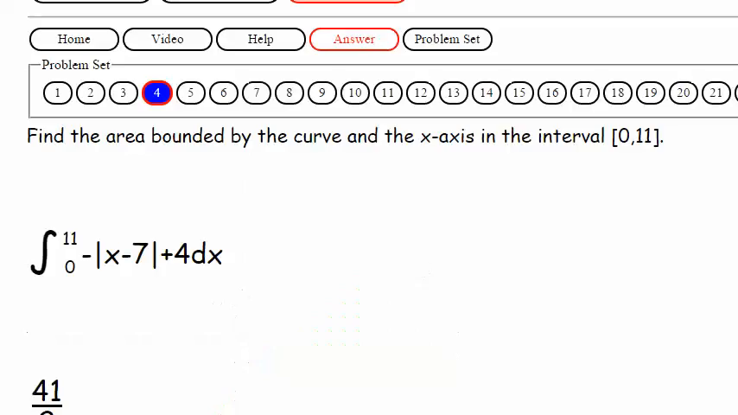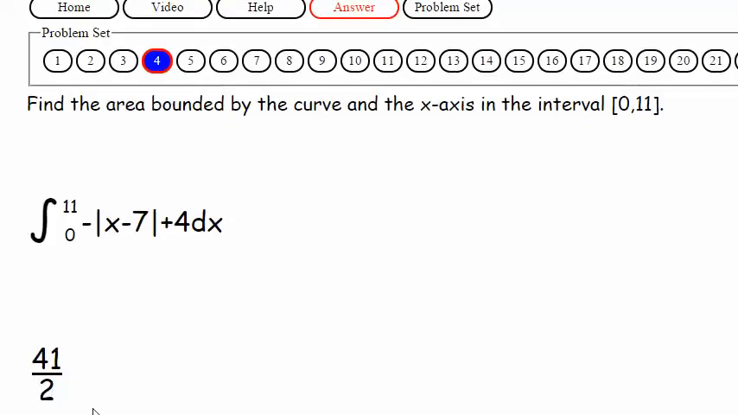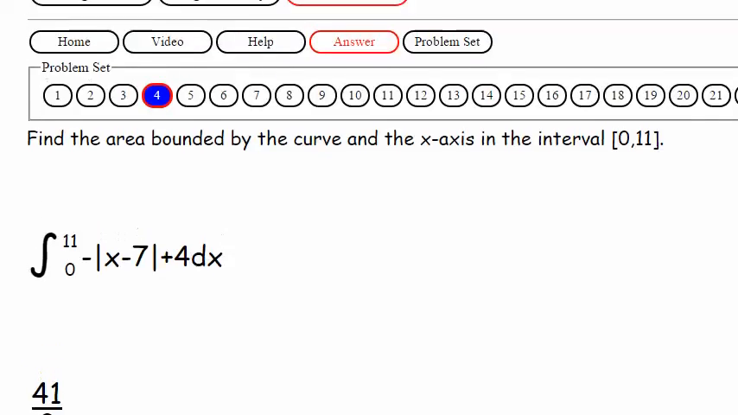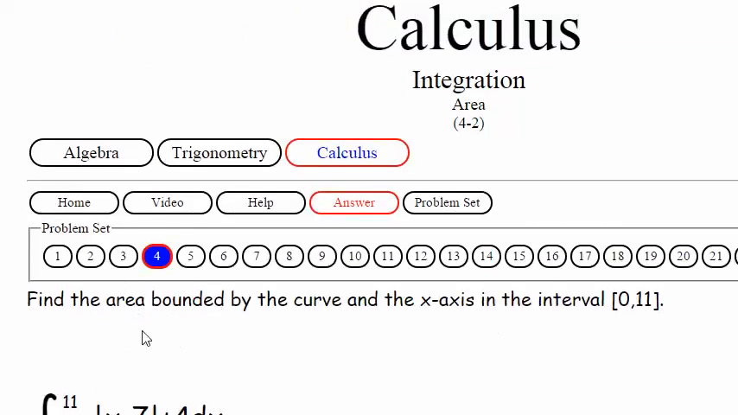Of course, I always hold my breath when I click the answer button. And that's what the script shows. Of course, I've checked it a million times. But anyway, 41 over 2 is the area.